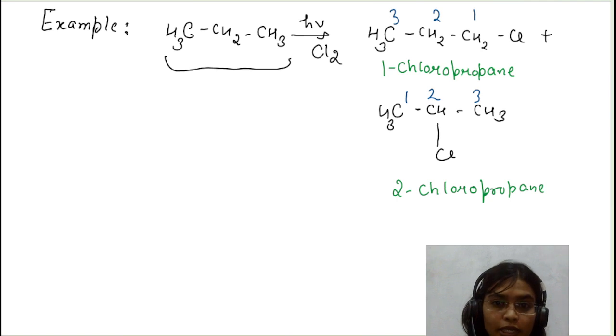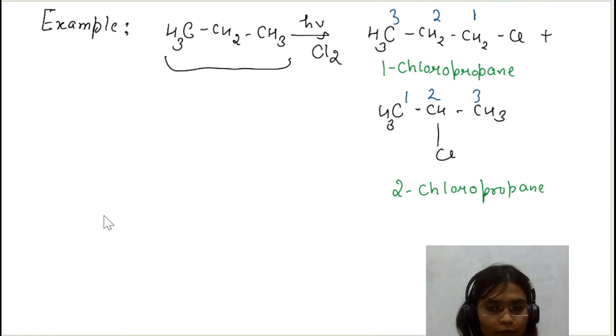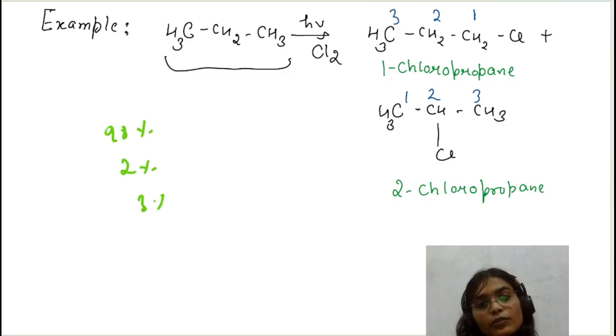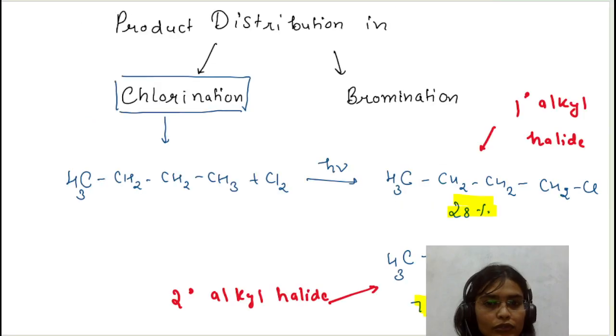Now the question is, which one is major, primary or secondary. Now it's a very important point. Every time in books it is written that it's a 98% product, a 2% product, or a 3% product. Do you know how to identify the percentage yield for a product? Now the next formula is this: how to identify the yield of a particular product. So let's see how to solve this.